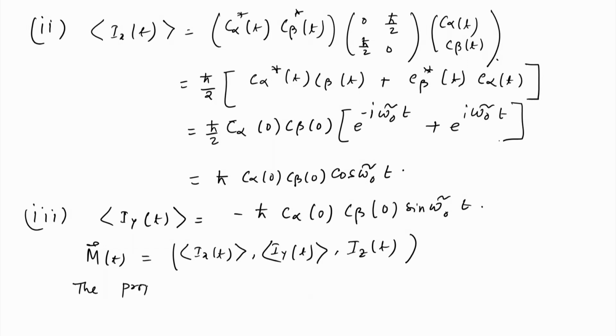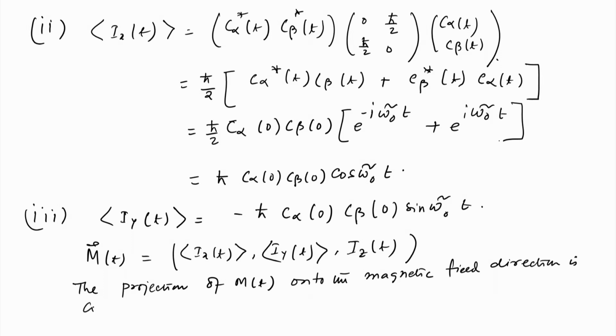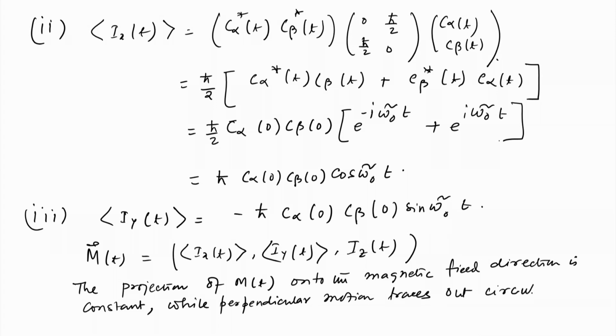So, the projection of M(t) onto the magnetic field is constant, while the perpendicular motion traces out a circular path about the field axis, the magnetic field axis.